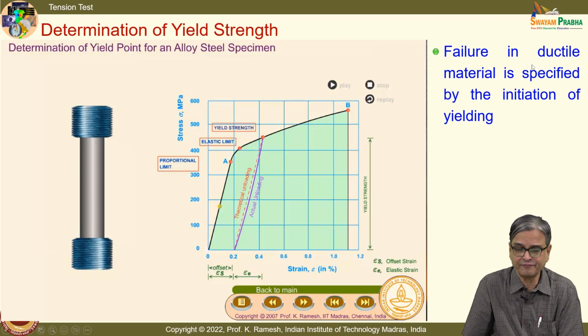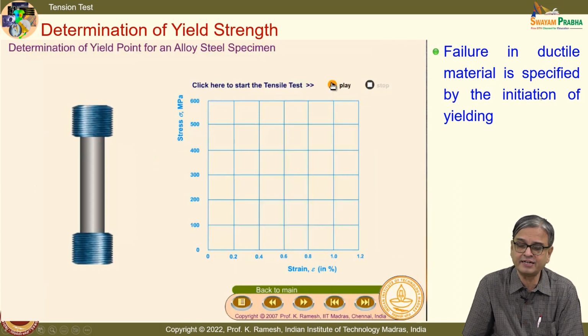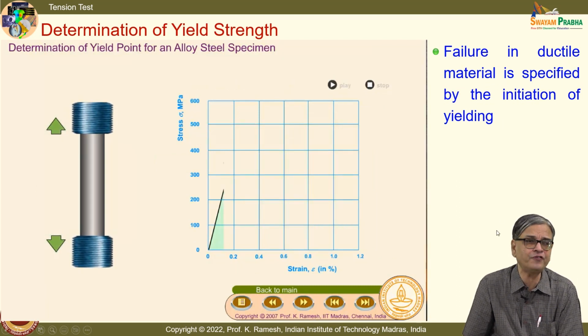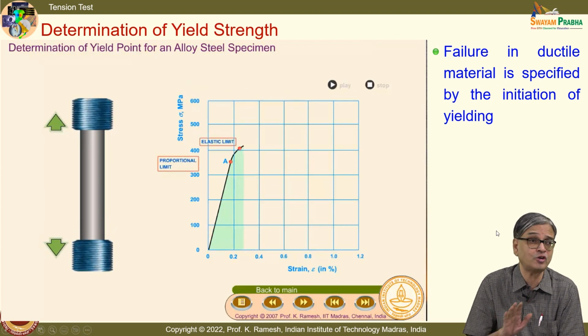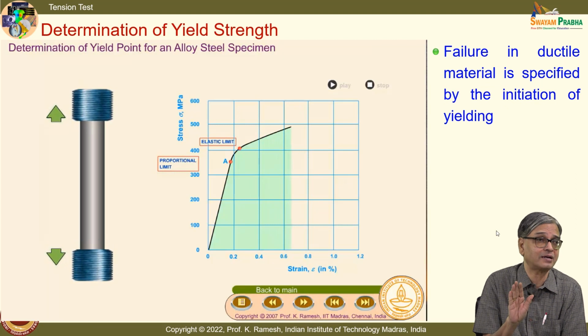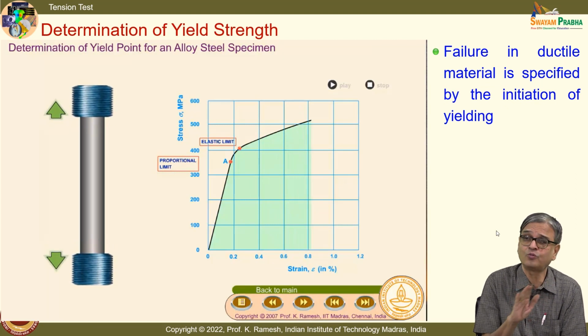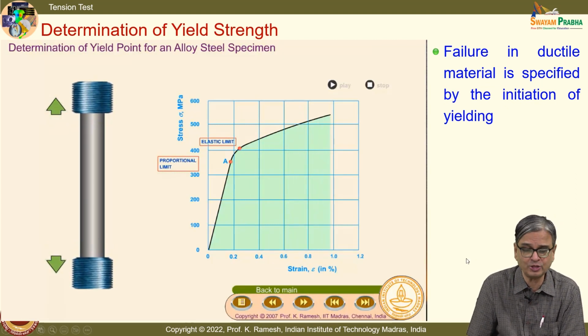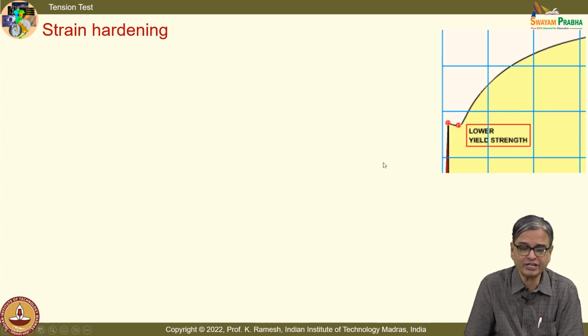So this is emphasized again. Failure in ductile material is specified by the initiation of yielding. You do not want to have yielding in your running component with assembled parts. Okay. You do not want yielding. You want to operate much below that. And you have a region.